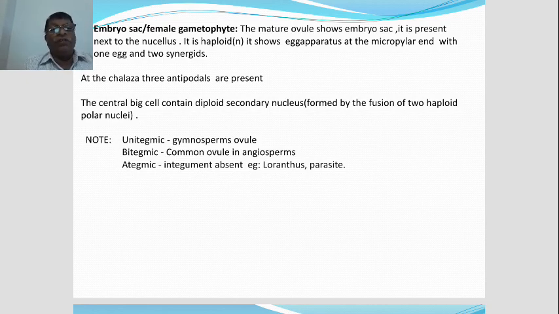So there is a reference note. Unitegmic ovule, example gymnosperms. Bitegmic ovule, very common in angiosperms. Ategmic, integument absent in parasites. For example, Loranthus. Okay.